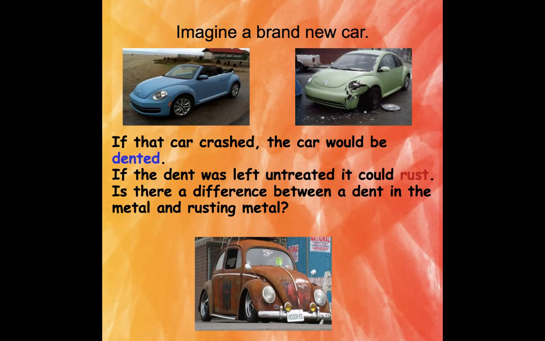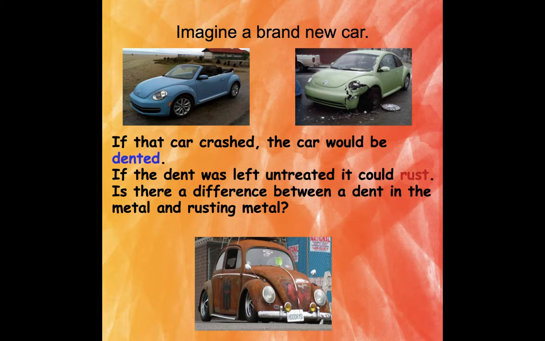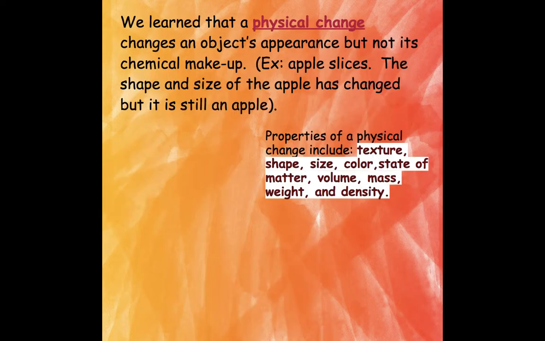All right, so let's imagine you have a brand new car. If you crash, the car would be dented, like this. If the dent was left untreated for a while, it would start to rust, like this one. Is there a difference between a dent in the metal and rusting metal? That's what we're going to talk about.